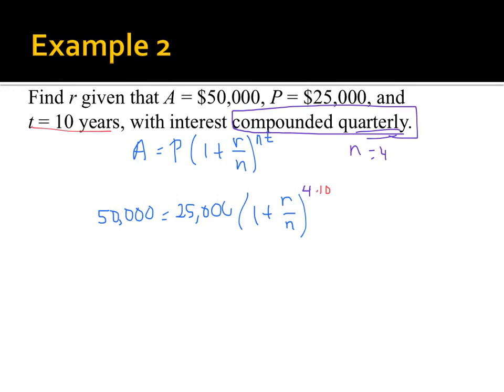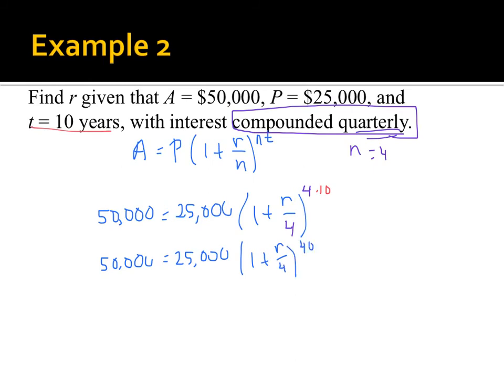And so when I work this out, I'm going to get 50,000 equals 25,000. I forgot to do something. This N should have been a 4. Okay. And then it's going to be 1 plus R over 4 to the 40.